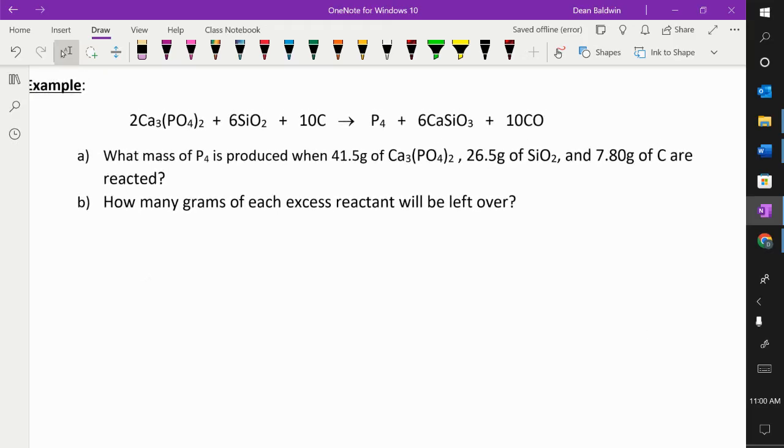Here's a reaction. Calcium phosphate reacts with silicon oxide and 10 moles of carbon to produce phosphorus, calcium silicate probably, and carbon monoxide. What mass of P4 is produced when we start with 41.5 grams of calcium phosphate, 26.5 grams of silicon oxide, and 7.8 grams of carbon are reacted? All right, first thing, you've got to figure out the moles of each of those because we don't want the grams.